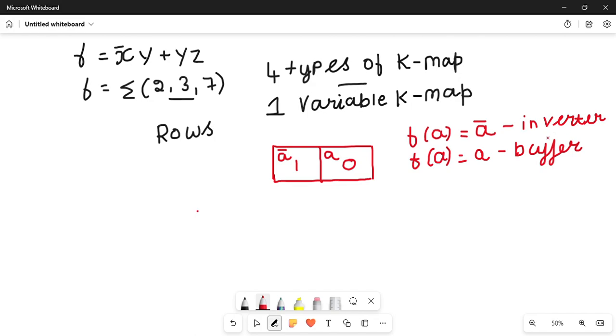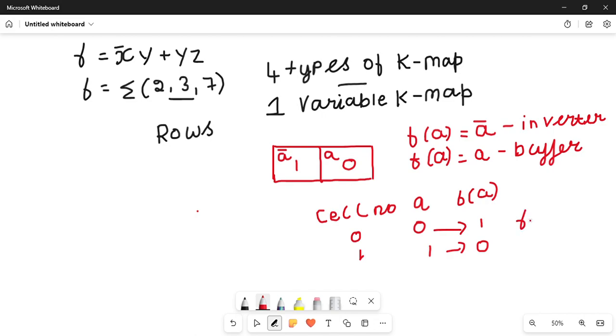Before that, let's learn with respect to the truth table of this particular table. Let me write the cell numbers as 0 and 1. So this is cell number 0 and cell number 1. My A is equal to 0 and 1. If I consider f of A is equal to A bar, it will become an inverter, so 0 will become 1 and 1 will become 0. So this is the truth table and Karnaugh map for f of A is equal to A bar.